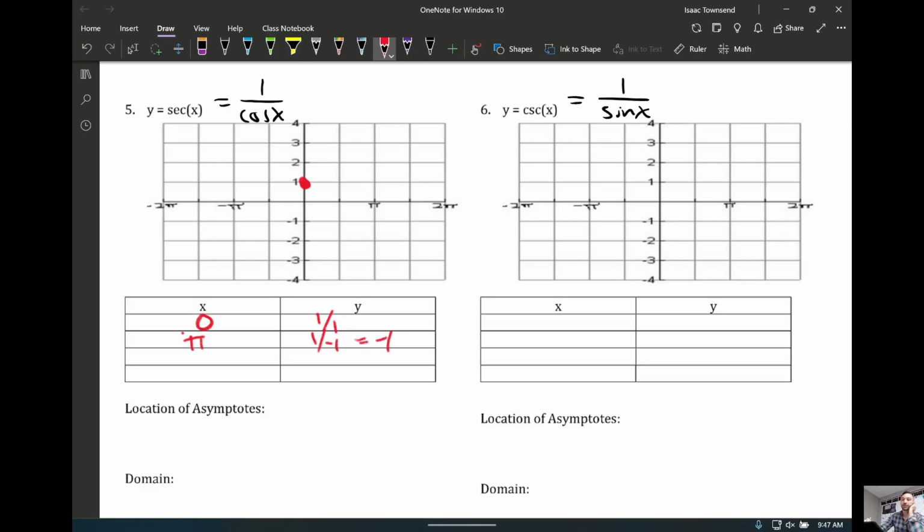You get 1 over the cosine of pi, which is negative 1. To be honest, there's not a lot of other good points. You can plug in other unit circle points. The problem is you're going to get answers like the square root of 2 and things that you may not know the decimal for. So at this point, I would say you really need to know what the shape of the graph is. And this one has alternating parabolas that open up.